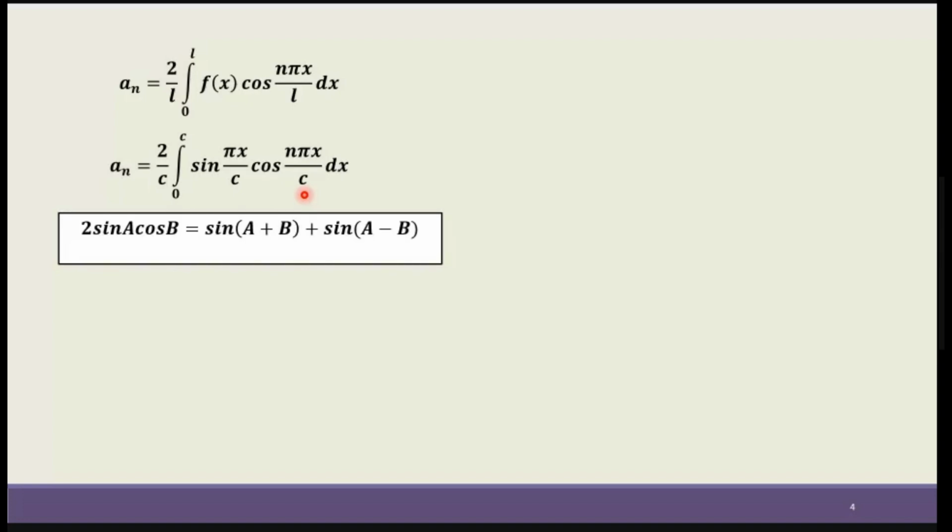So substituting for A and B, this 2 can be taken with this function, so 1 by C will remain. Then sin of A plus B. A plus B means pi x by C plus n pi x by C. We have to add both. When we add, x is common. Pi is not taken common here because pi remains a constant with respect to x. That is why pi is kept inside and only x is taken common. So we will get pi by C plus n pi by C into x, plus sin of A minus B.